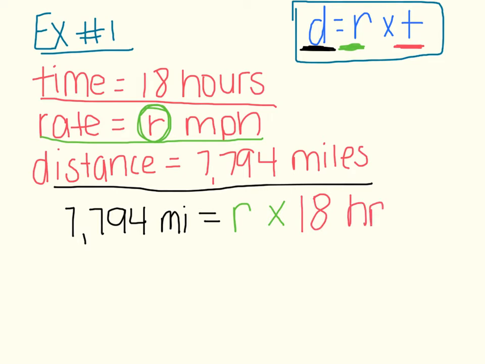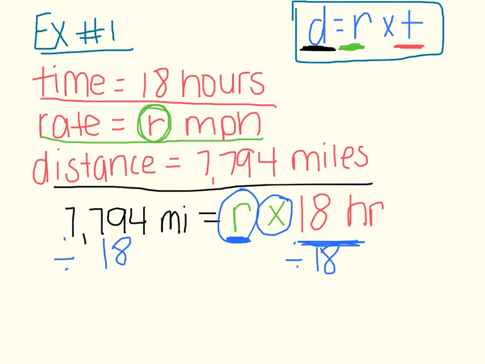Now you have to think back to topic 4 and how we solve problems when we have a variable and then a number next to it. So we have to do the opposite. We have a multiplication problem, so we have to divide because we want to get the R by itself. So we're going to be dividing by 18 on both sides. On this side, it's going to cross itself out and we'll just have the R left. And on the other side, we're just simply going to divide.